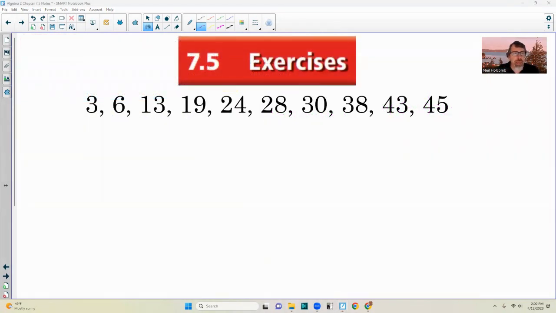Okay, so that brings us to the end of chapter 5, section 7.5, and the end of chapter 7 as well. And these are the problems I assigned, so get to it.